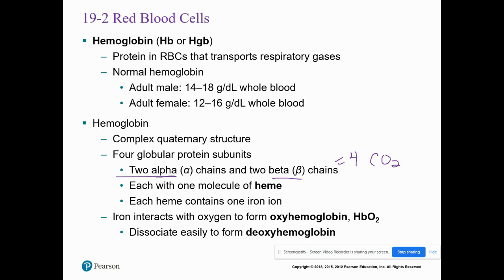Okay. All right, iron interacts with oxygen. When that happens, you have oxyhemoglobin. So this would be abbreviated HbO2. Right. And then when it's dissociated, so this would be the bright red blood cells. The darker red blood cells will be the deoxyhemoglobin after they've dropped off their O2 with the tissues.